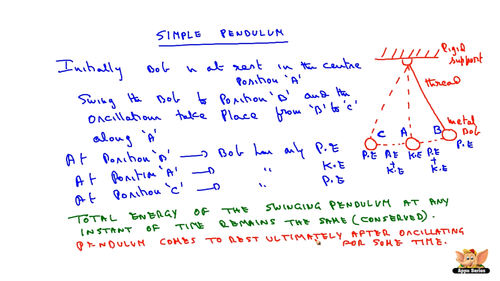The pendulum comes to rest ultimately after oscillating for some time. And what makes the pendulum come to rest? It is the frictional force acting on the support system as well as the air friction. Both together convert this mechanical energy into heat energy, and that gets into the environment. So basically what we understand from this swinging simple pendulum is that the energy at any instant of time during the oscillations remains the same. And this is the principle that is used for constructing mechanical watches.